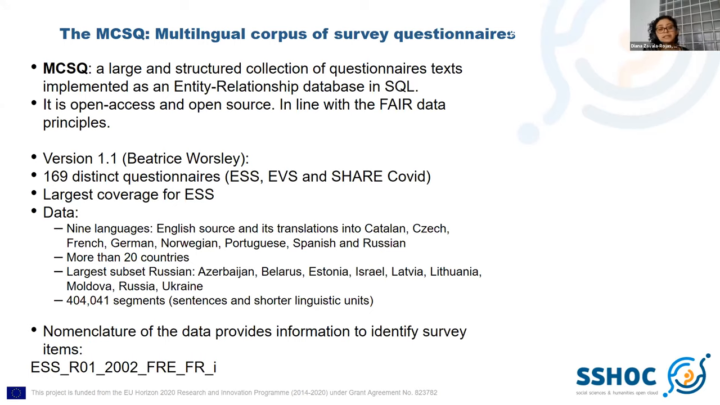And the nomenclature of the data provides information to identify the survey items directly. As you saw, we use an abbreviation of the survey project. It is SHA for share, EVS or ESS. Then we use the round or the wave, the year it is officially published, then 3 ISO digits for the language and 2 ISO digits for the country.